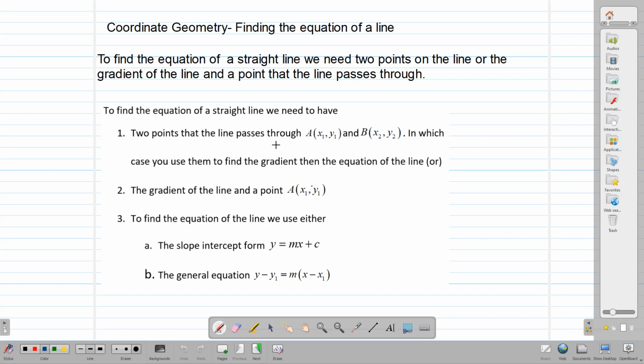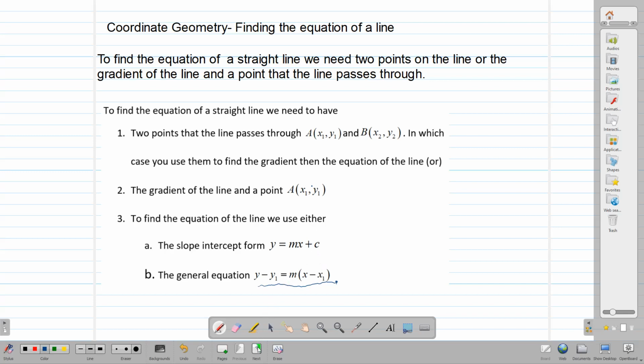To find the equation of a straight line, we can use 2 points, or we can simply use the gradient and a point, and we can use two tools. We can use y = mx + c, which is the slope-intercept form of the line, or we can use this more general form to calculate the equation of the straight line. In this video, I will be using this general form, along with the gradient and the point.